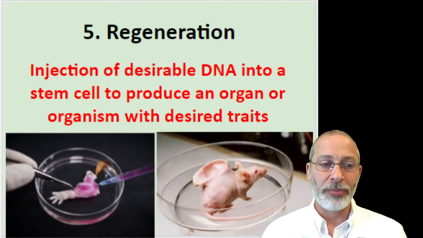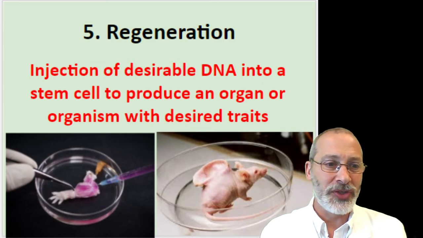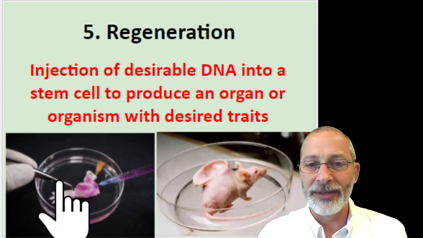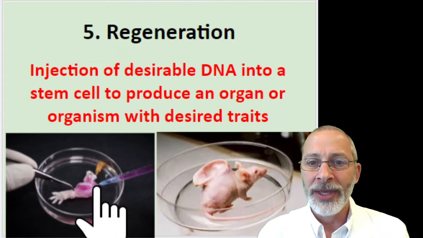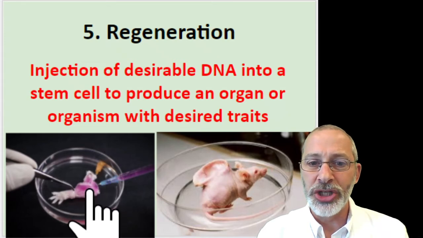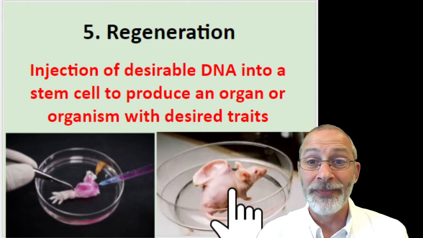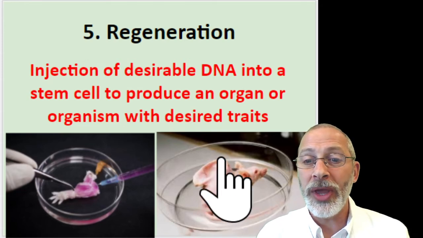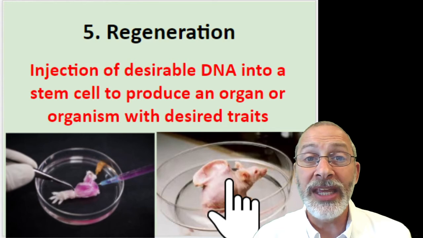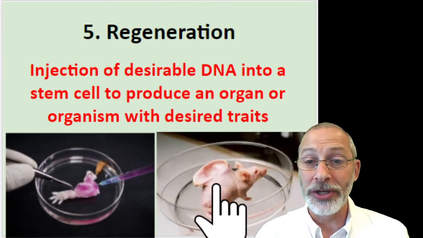Now, check out the picture here. The picture on the left is simply a petri dish where things are being injected. Desirable DNA is being injected into the arm of a mouse. But look at the right hand side here. This is actually being done. Here we have a mouse growing a human ear, growing a body part.